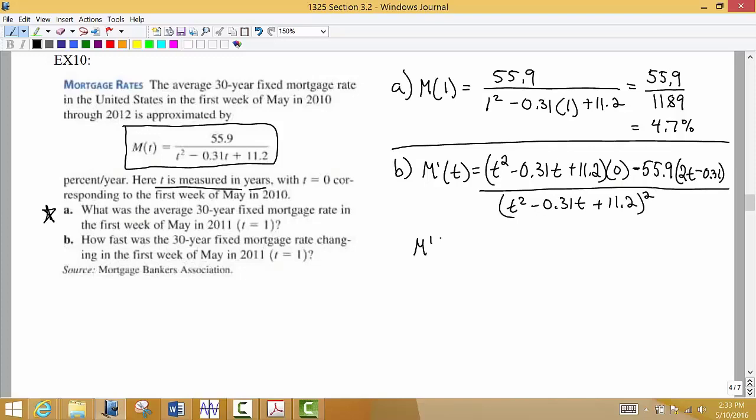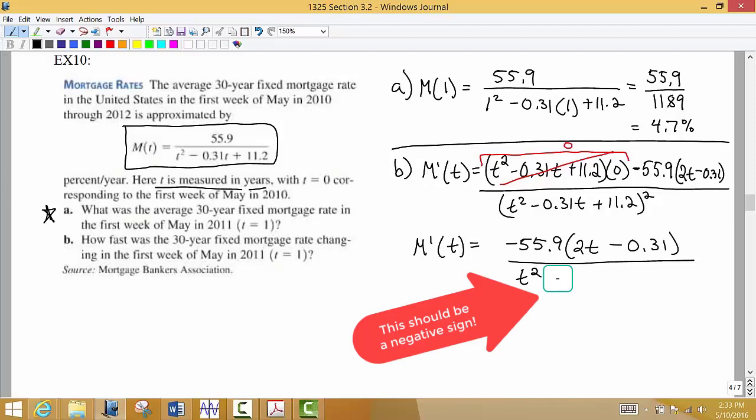All right, so we want to use this, so I'm going to simplify it a little bit. And remember, these are really nice problems when we have a constant in the numerator because 0 is the derivative and 0 times everything else is just 0. So we know all of this becomes 0. So we end up with negative 55.9 times 2t minus 0.31 all over that denominator squared.